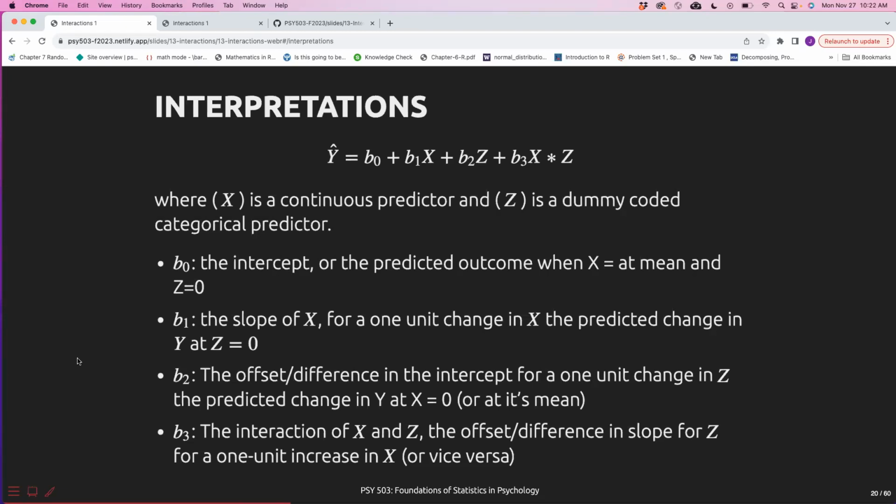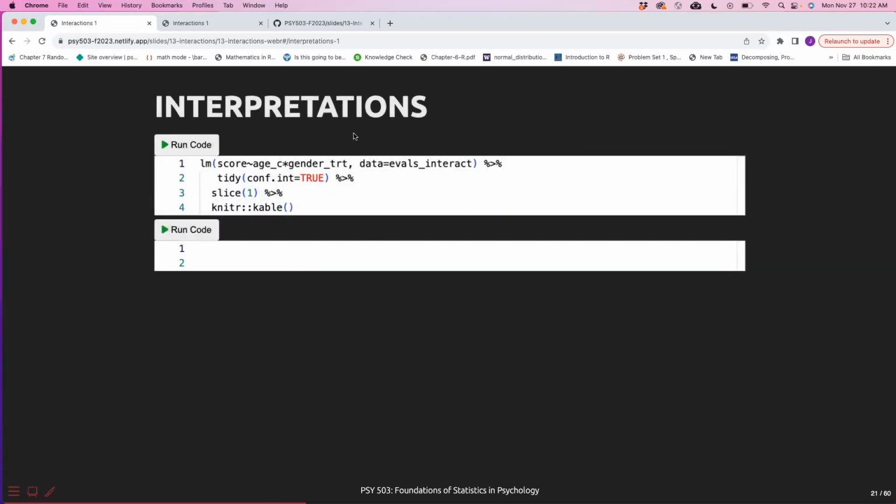b sub 2 is going to be the offset or difference in the intercept for a 1 unit change in z, so going from female to male. So it's the predicted change in y at x equals 0, or at its mean, if we mean centered it. b sub 3 is the critical coefficient. That's our interaction coefficient, and this is the interaction between x and z. And this is the offset or difference in the slope for z for a 1 unit increase in x, or vice versa. So let's go ahead and run our regression model, and let's go through each of the coefficients and interpret those.